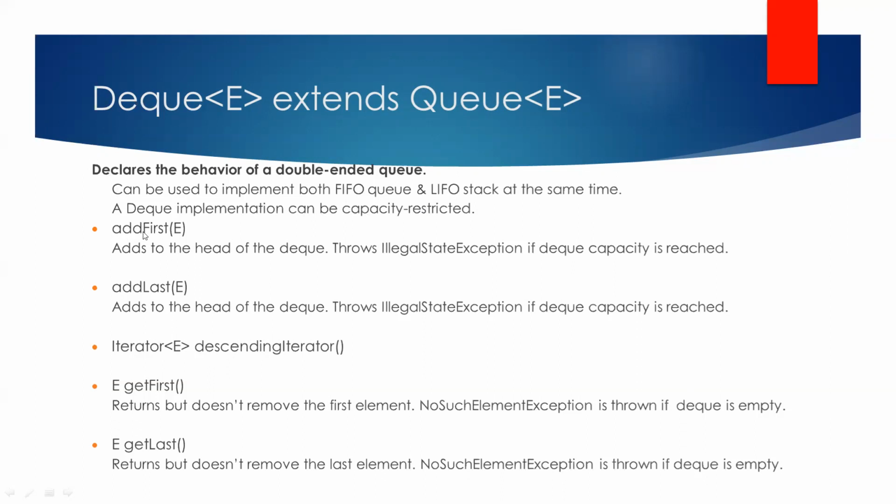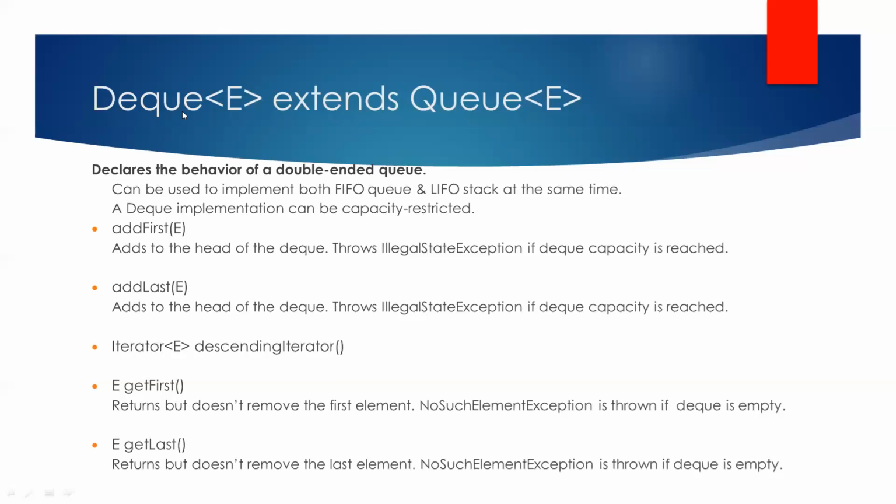That is addFirst. Since this is double-ended, you can perform operations like adding the element at the first position, adding the element at the last position, getting the element from the first position, getting the element from the last position. When you use this method, you can add the element to the head of the double-ended queue.